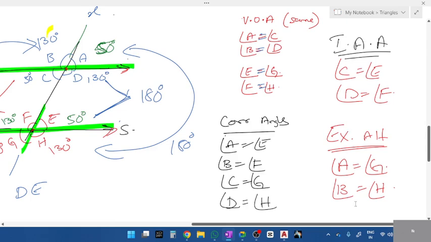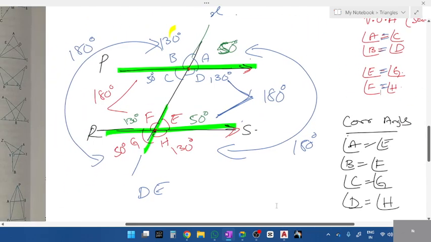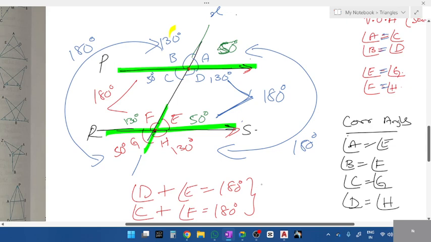Their angles are equal. But the next concept which I'm going to teach is that their sum should be equal to 180. Which two angles will be equal to 180 here? Angle D plus angle E is equal to 180 sum. Next side, angle C plus angle. Yes, we call it allied angles. What do you call them? Co-allied angles.